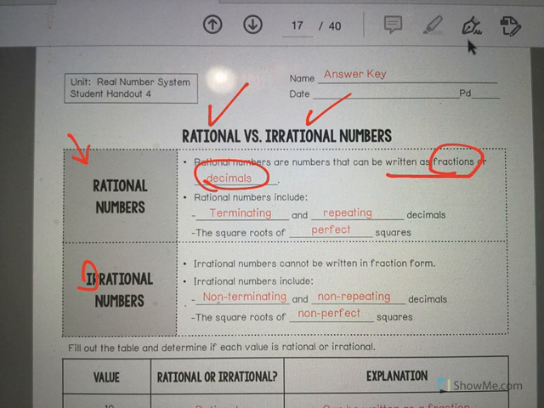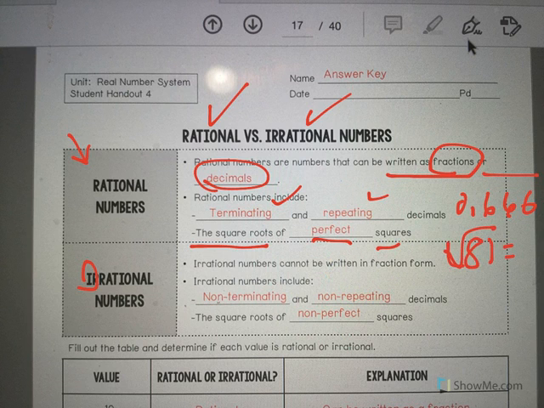So you're like, okay, Ms. K, that's almost every other number. Kind of. Rational numbers include terminating and repeating decimals, and we've seen repeating decimals, remember, like 2/3 is 0.666 repeating. And rational numbers include the square roots of perfect squares. Remember what perfect squares are. When we have the square root of 81, that's a perfect square. The answer is 9. So those are rational numbers.